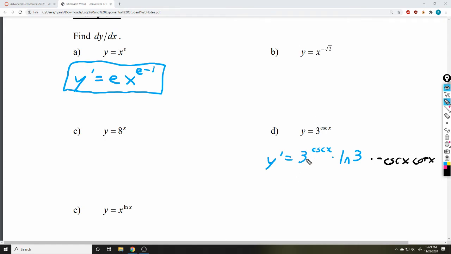So in exponentials, you just rewrite that function times natural log of the base, and then make sure you got your chain rule. That's the idea behind these. All right, that's all I want to look at for now. We'll go through the rest of them on Monday, so I'll talk to you then.